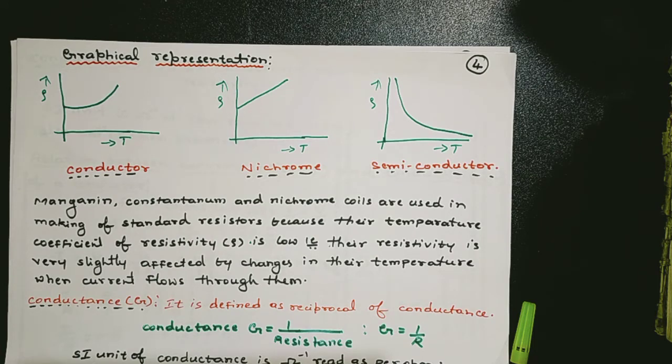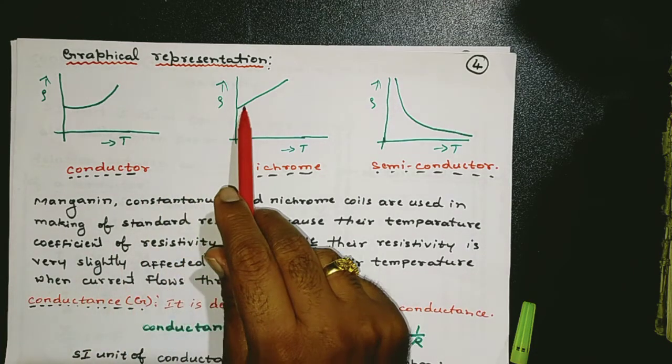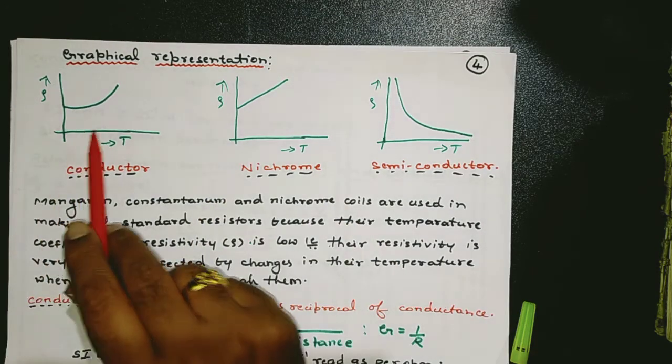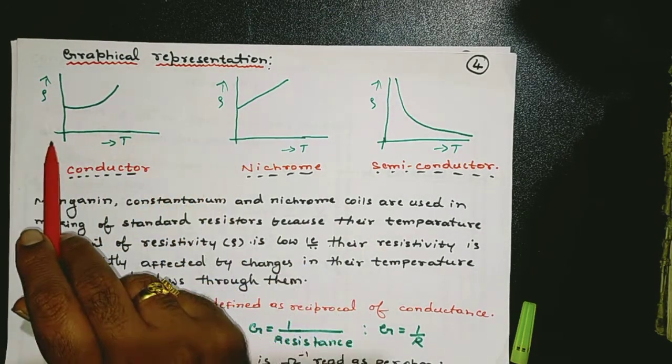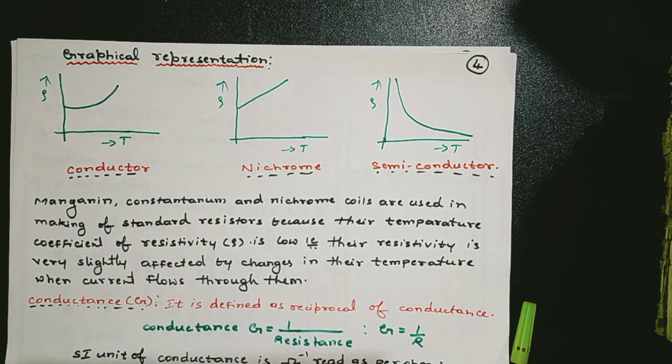Whereas in few materials like nichrome or constantan or manganese, see, all these are alloys. In such materials, temperature coefficient of resistivity will be very small. In such materials, it has been found that resistivity varies linearly with temperature. In both the cases, you can observe even at 0 degree Celsius, the material will have some resistivity.